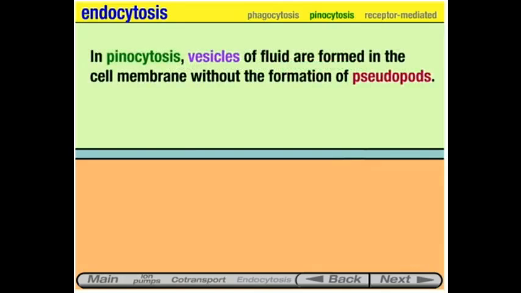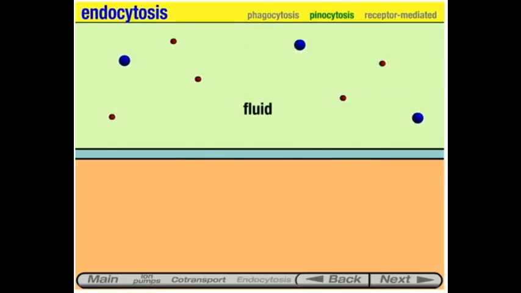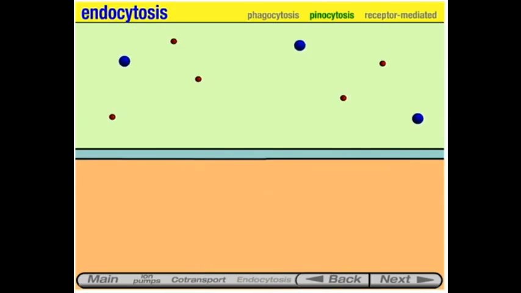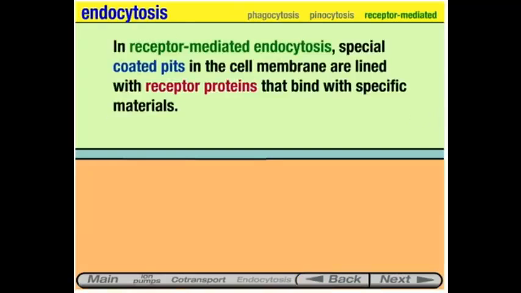Pinocytosis also comes from a Greek word, pino, which means to drink, where a cell takes in fluids. The vesicles of fluid are formed in the cell membrane without the formation of pseudopods.